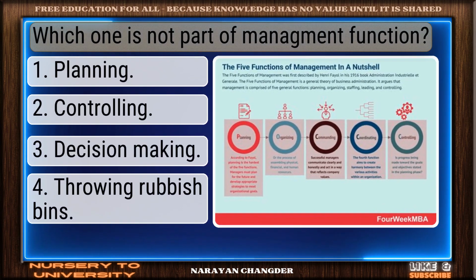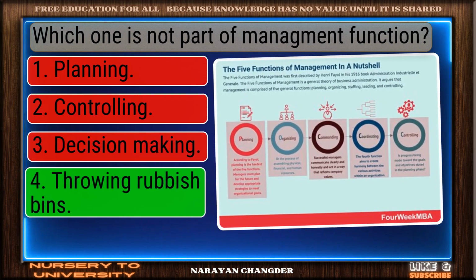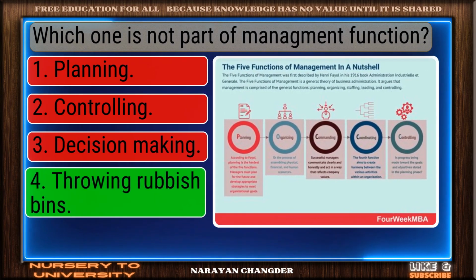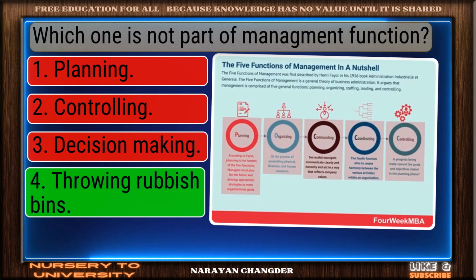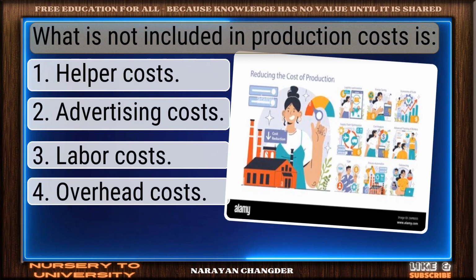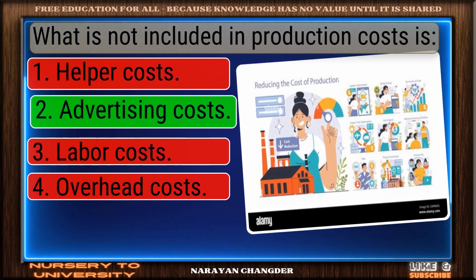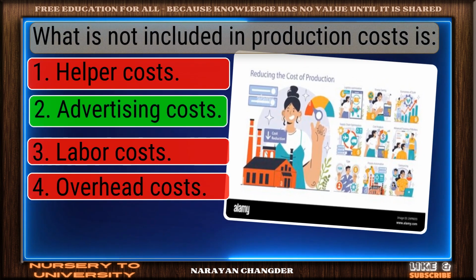Which one is not part of management function? Well picked. Throwing rubbish bins is the correct answer. What is not included in production costs is... Correct. Advertising costs is the right answer.